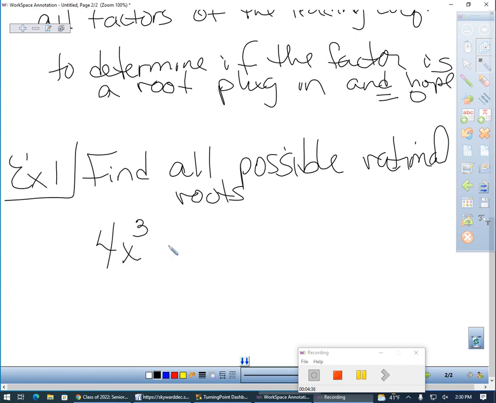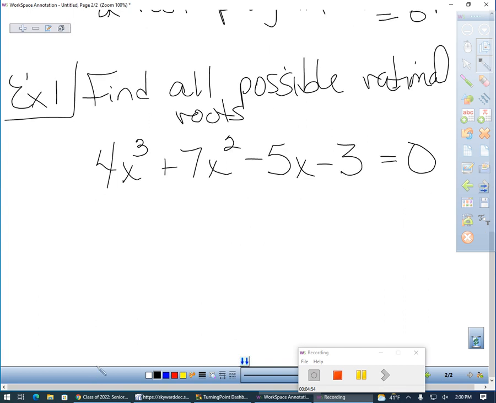4x to the third plus 7x squared minus 5x minus 3 equals 0. All right. To find your possible rational roots, you take all factors of 3. Well, what are the factors that make up 3? 3 and 1. So we have 1 and 3, right? And we're going to divide those numbers by all the factors of 4. So you have 1, 2, and 4, right?